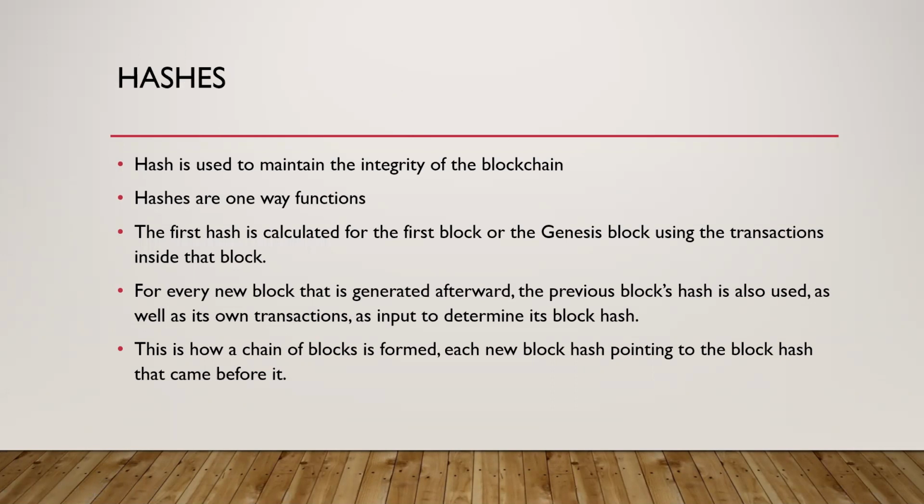Hashes. Now we know in cryptography, we have been introduced to the concept of the CIA triad: confidentiality, integrity, and availability. So here we are talking about the integrity part. Hashes are used to maintain the integrity of the blockchain. What do you mean by maintaining integrity?